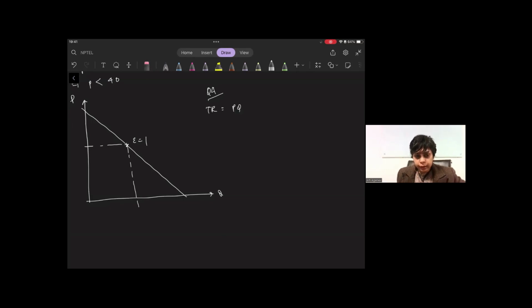Okay, and what we are saying is that at epsilon equal to 1, the very way it is defined is such that, wait a minute, let me write down what is epsilon. The way we have defined epsilon is dQ by dP into P by Q. Now you can put a minus there if you want, you don't have to if you don't want. But basically at epsilon equal to 1, if you change the price, quantity changes in the same proportion.